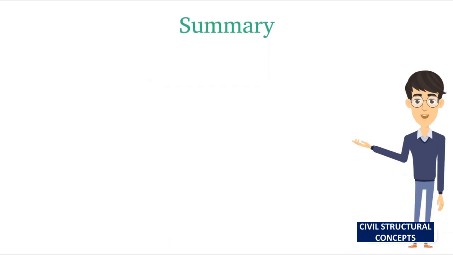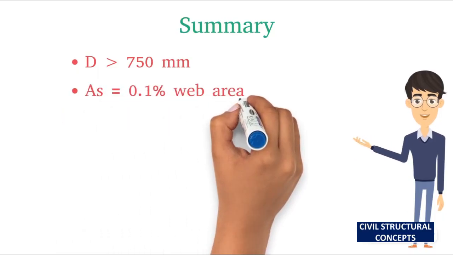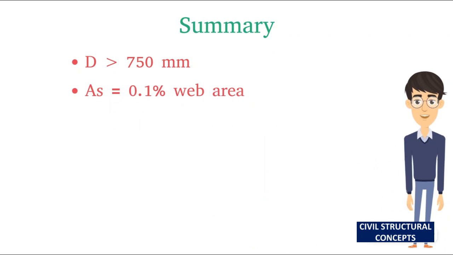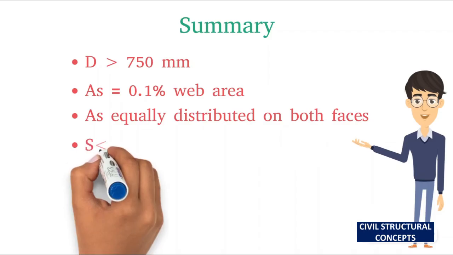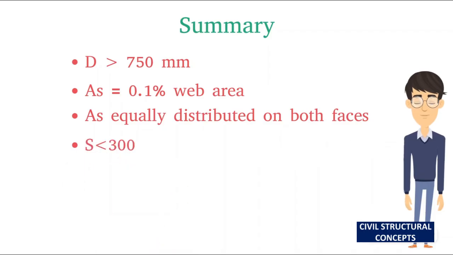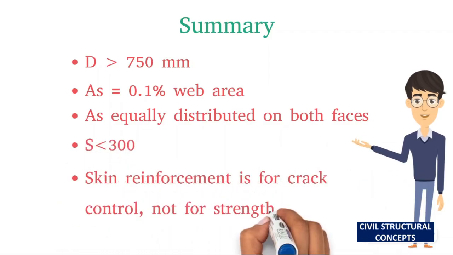To summarize, side or skin reinforcement is required when beam depth is more than 750 mm. Minimum reinforcement is 0.1% of the web area. Bars must be equally distributed on both faces. Spacing should not exceed 300 mm or web thickness. And remember, skin reinforcement is for crack control, not for strength.